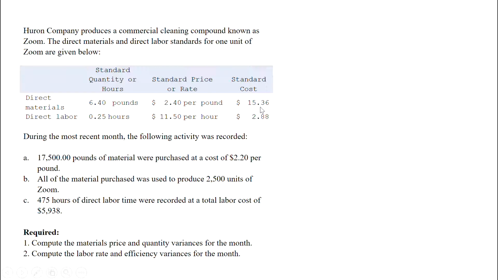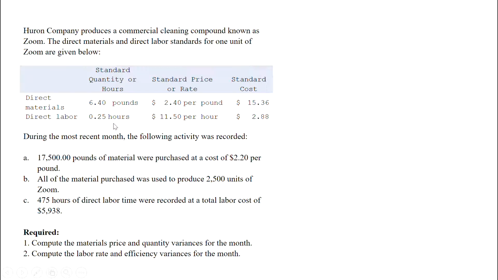And what the standard cost is over here to the right, and I'll be honest, you're going to ignore that completely in your variance calculations, is just taking the number of pounds times the standard price per pound, and it calculates out to be an anticipated material cost for every finished Zoom of $15.36. Again, big hint, just ignore that final number in your variance calculations.